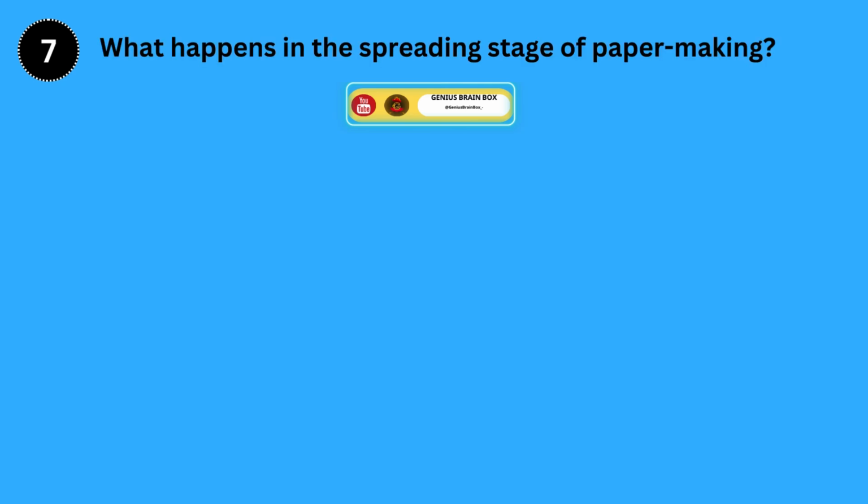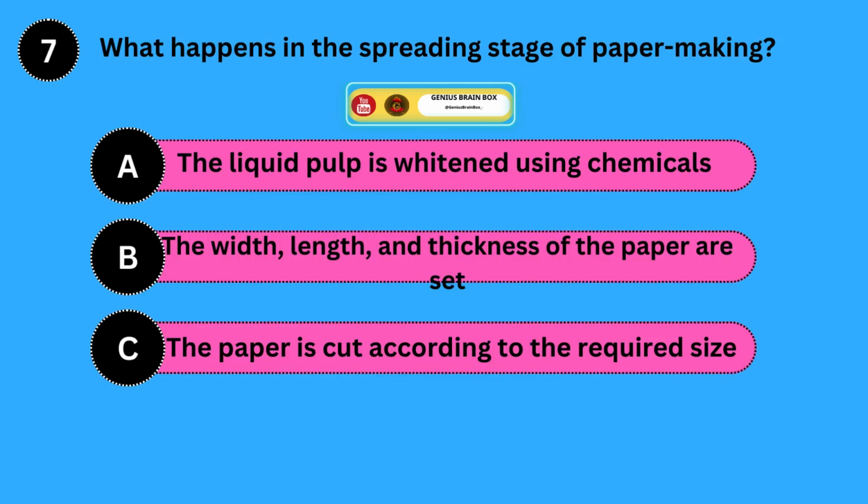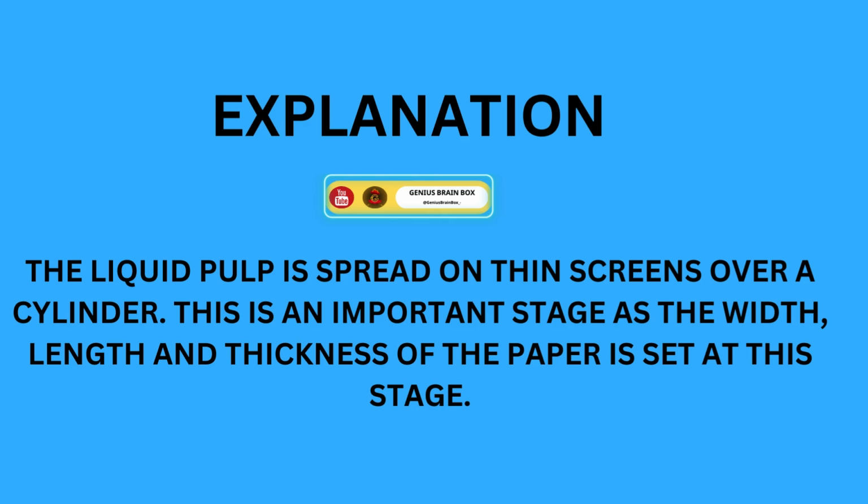What happens in the spreading stage of papermaking? Option A. The liquid pulp is whitened using chemicals. Option B. The width, length, and thickness of the paper are set. Option C. The paper is cut according to the required size. Correct answer is... Explanation: The liquid pulp is spread on thin screens over a cylinder. This is an important stage as the width, length and thickness of the paper is set at this stage.